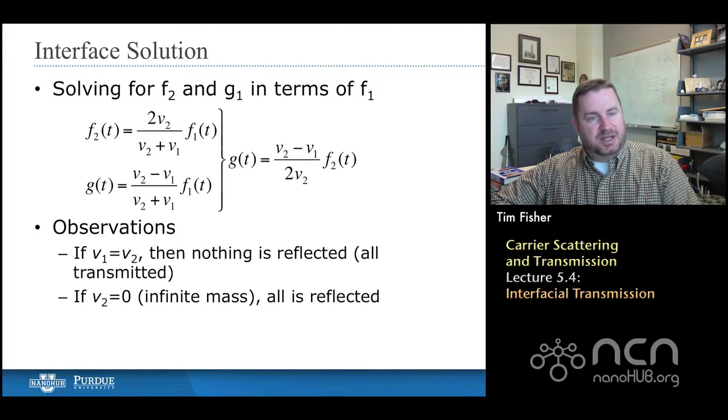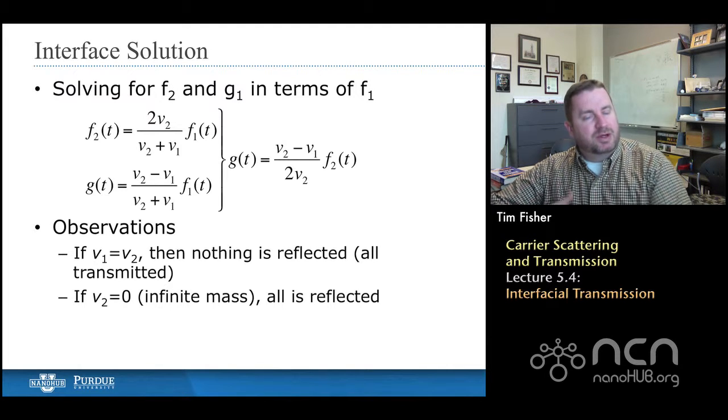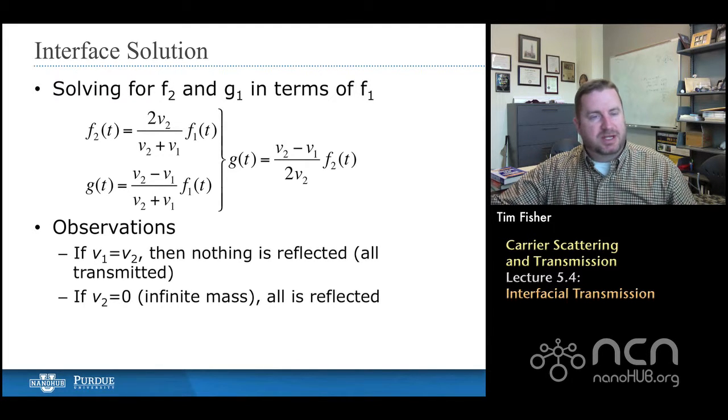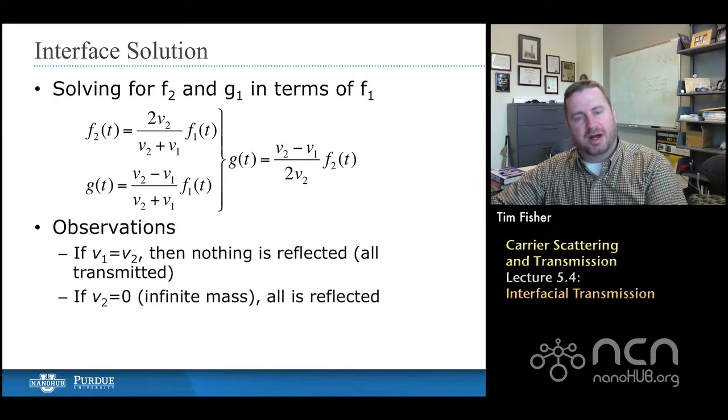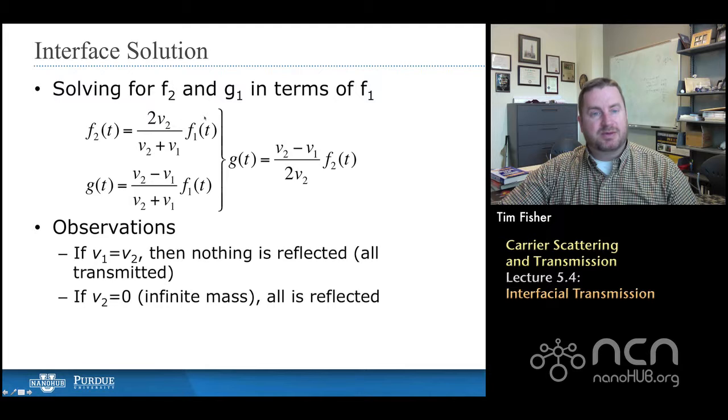But when we solve these things, we have velocities. Each string has a velocity that's specific to it. We're assuming here that the strings are under the same tension. That means the same force is being applied at the two ends, equal and opposite, to keep them at a certain tension. And we can actually solve for the displacement F2, that's the transmitted displacement, and G in terms of the incoming wave displacement F1.